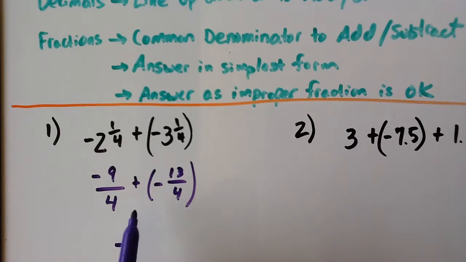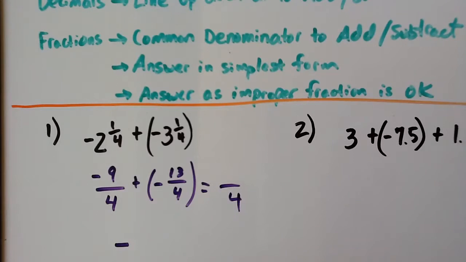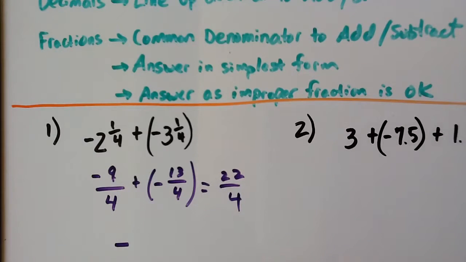Now I'm adding fractions, they have the same denominator, so I'm good there. I will keep the denominator the same as 4, and I simply add the numerators. 9 plus 13 is 22. Okay? So I have -22 over 4.